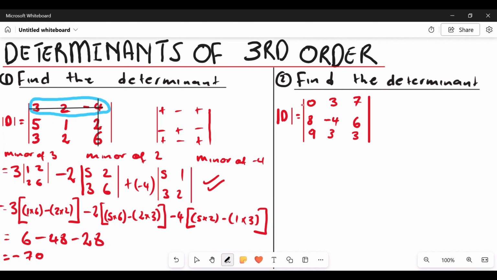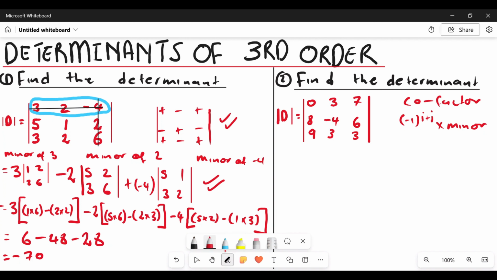Now, the second question here, they also want us to find the determinant. So on number 2, we're not going to use the cofactor signs. We're going to use the cofactor formula to calculate the determinant of this square matrix here. The cofactor formula is very simple, guys. It's as follows: negative 1 to the power of i plus j, these are exponents by the way, multiplied by the minor. So I'm going to use this formula for us to calculate the determinant.